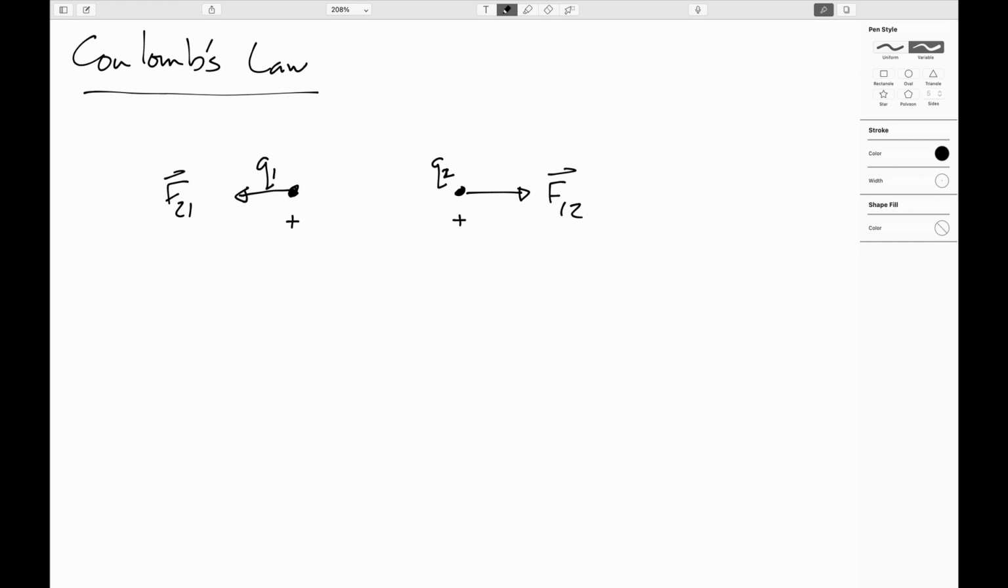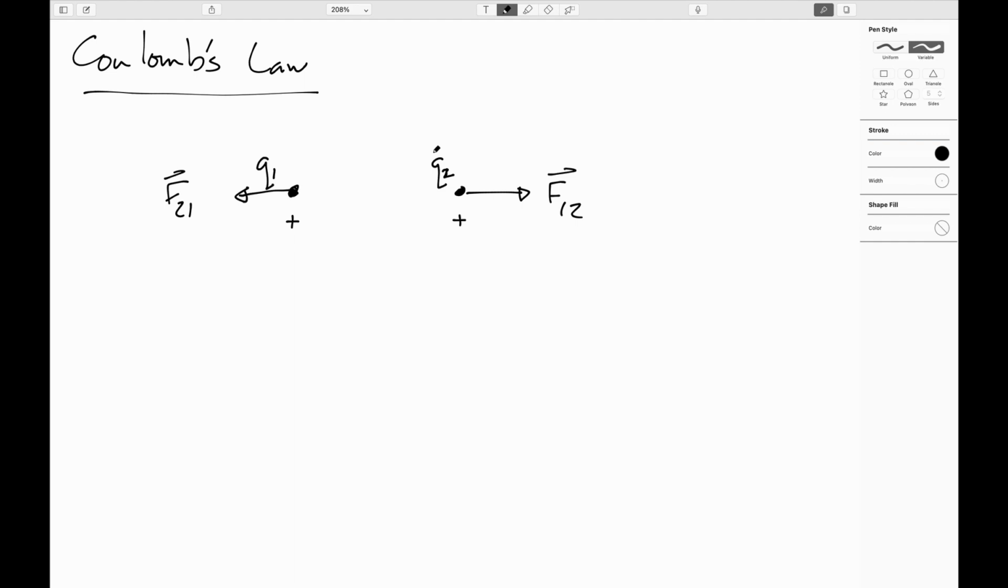Coulomb observed that if you have two charges that are interacting with each other, let's say Q1 and Q2, the usual symbol for electric charge is Q. If, say, they're both positive, the forces will repel. The charges will repel each other. So the forces will point away from each other.